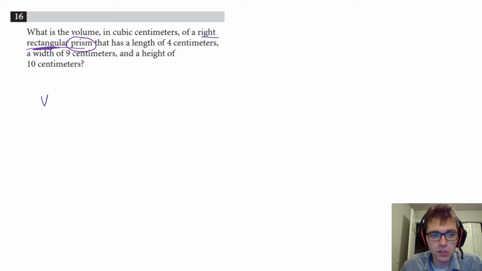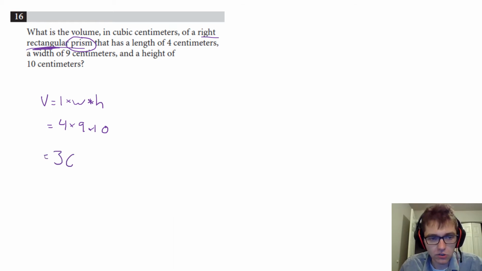Volume is equal to length times width times height, which is simply 4 times 9 times 10. 4 times 9 is 36, times 10 will be 360. So your answer is 360 centimeters cubed. You don't need the units when you fill it in. You just fill in 360 on your test.